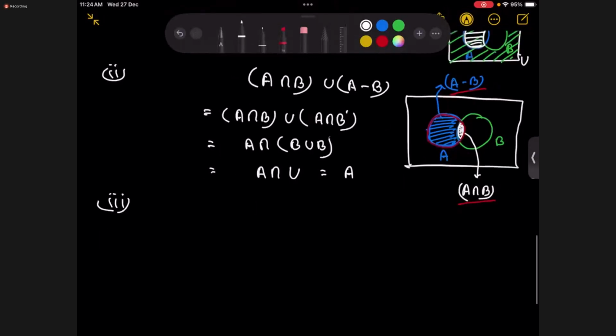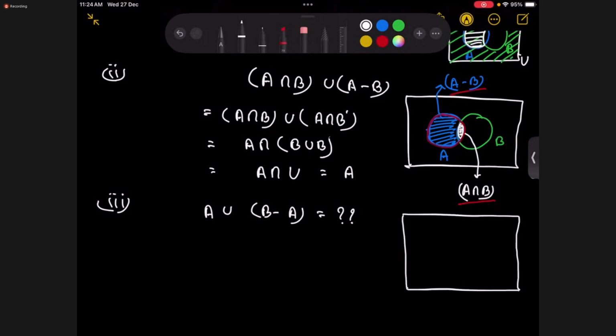Next one is A union (B minus A). What is this equal to? So first draw the Venn diagram. This is the set A. This is the set B.